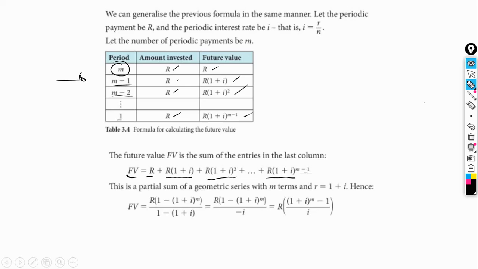So that means that this is a partial sum of a geometric sequence with M terms and the common ratio as 1 plus I, right, the interest rate. So that means that we can summarize this as first term times 1 minus the ratio to the power of m over 1 minus the ratio. And then if we do the math here, notice that this is just going to be minus I in the bottom. And if we take out R as a common factor for the top, then we're going to get this expression that you see here.